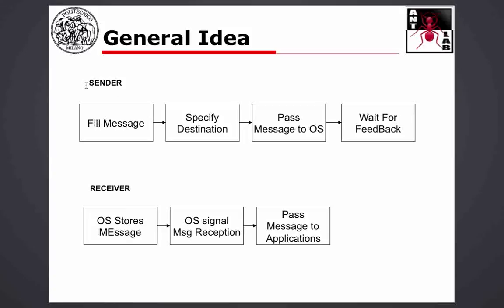You have a message, you fill the message with something. It could be values that you have sensed from the environment, it could be commands that you want to send remotely for doing something. You specify what is the destination of the message. It could be a broadcast message, or it could also be a unicast message, so with a particular destination. You pass the message to the OS by calling a particular command, and then you wait for a feedback.